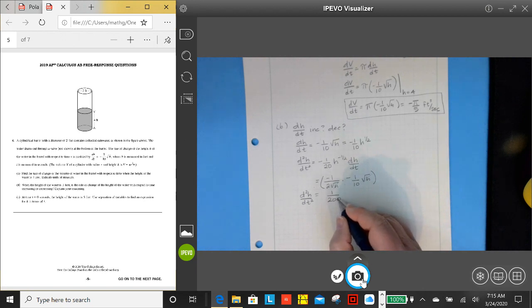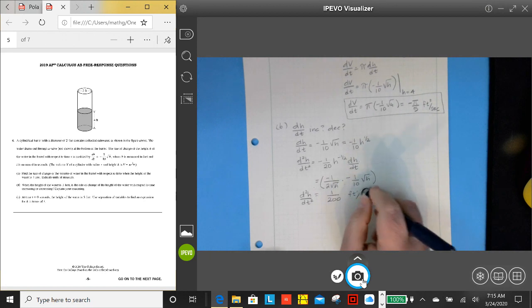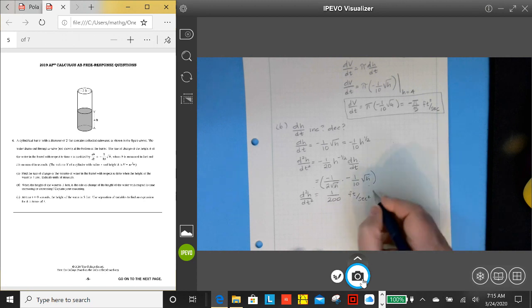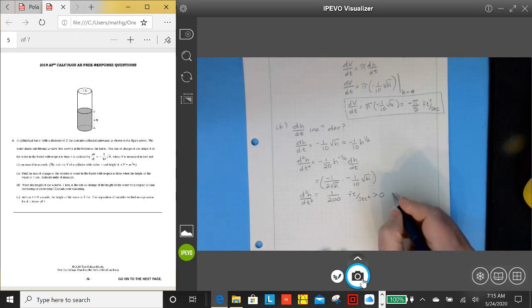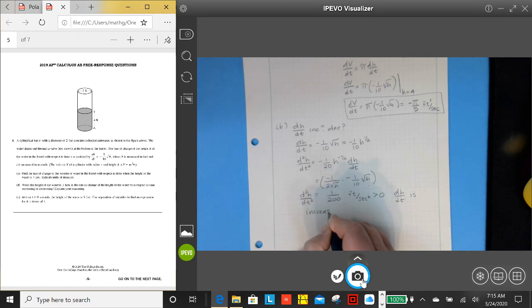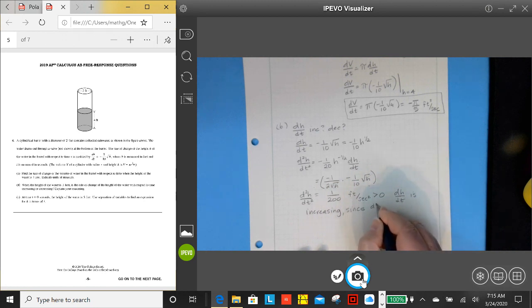And what would the units be? Well, if h is in feet, and the first derivative is in feet per second, the second derivative is going to be in feet per second squared, which is an acceleration, right? And since this is greater than 0, what do we know about dH/dt? Well, we can say dH/dt is increasing since the second derivative with respect to t is greater than 0.